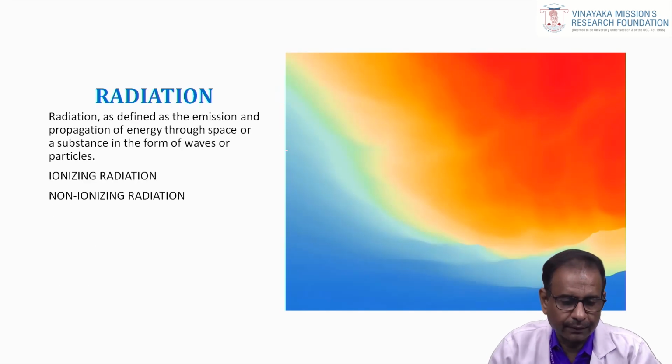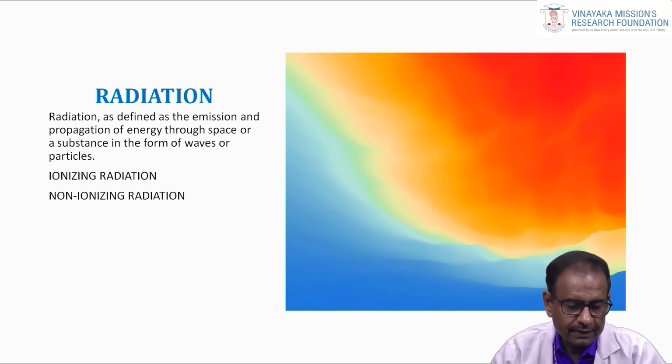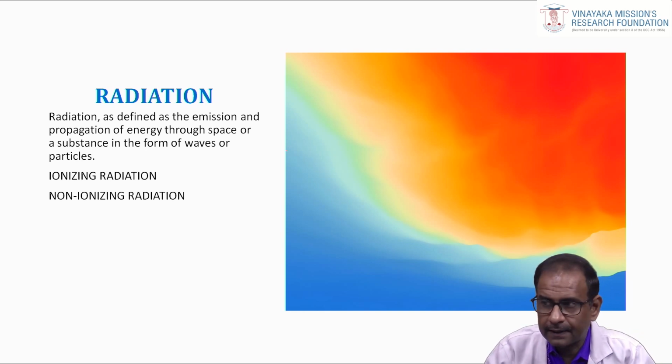So what is radiation? Radiation is defined as the emission and propagation of energy through space or substance in the form of waves or particles. This is the definition of radiation. It is generally classified into two types: one is ionizing radiation, the second is non-ionizing radiation.